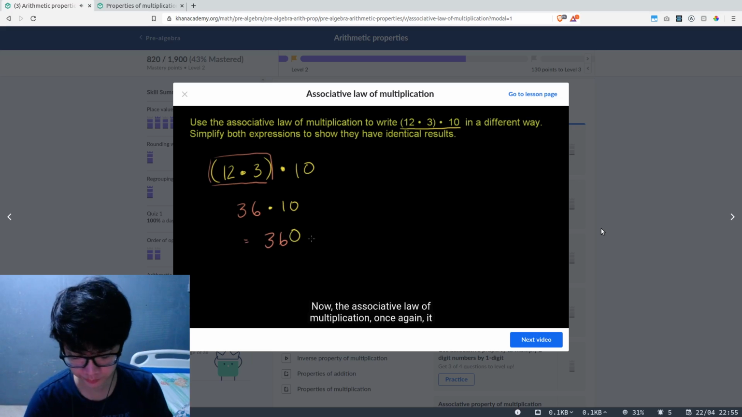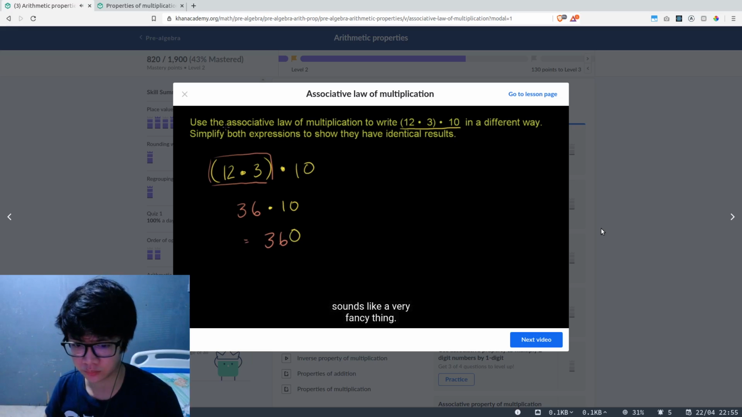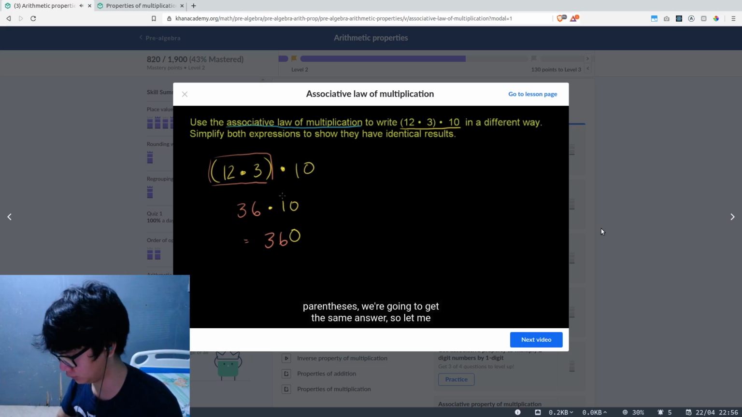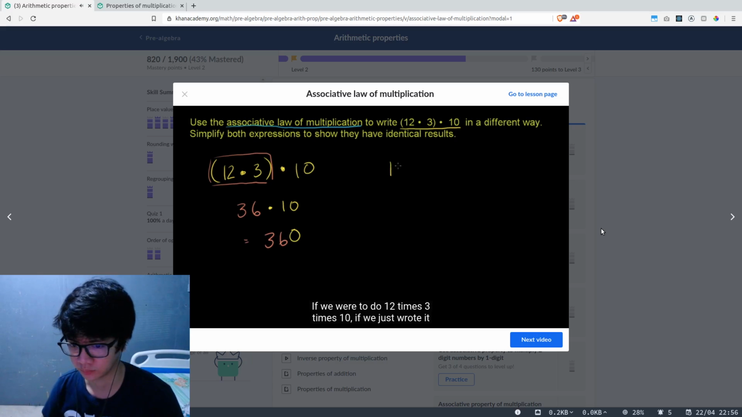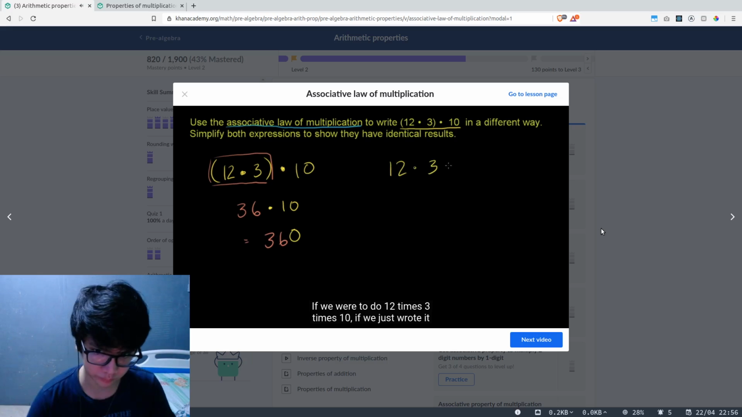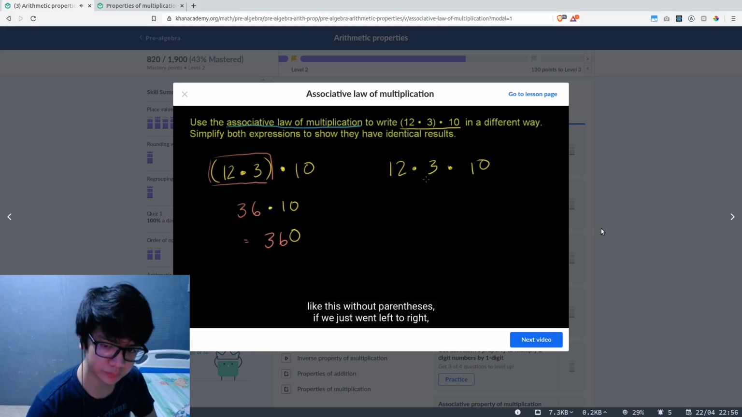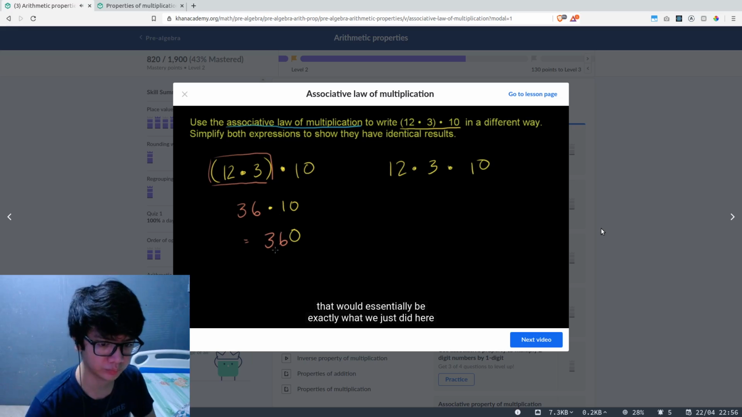Now, the Associative Law of Multiplication, once again, sounds like a very fancy thing. All that means is that it doesn't matter how we associate the multiplication, or how we put the parentheses, we're going to get the same answer. So let me write it down again. If we were to do 12 times 3 times 10, if we just wrote it like this without parentheses, if we just went left to right, that would essentially be exactly what we just did here on the left.